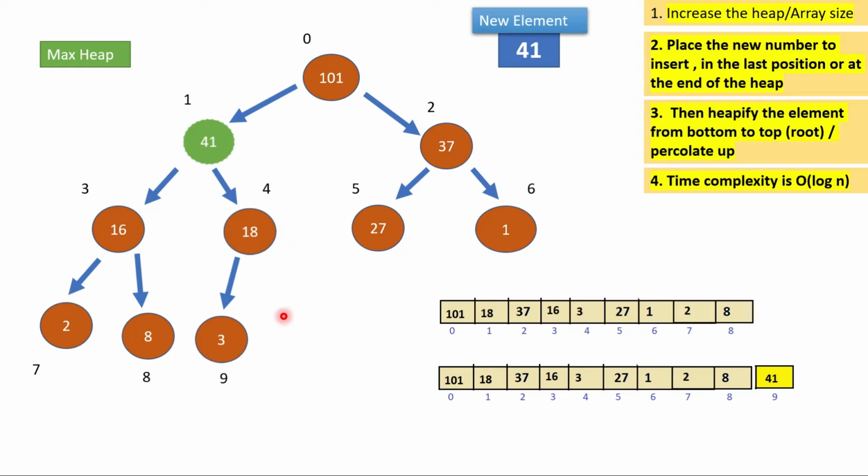So you can see how we inserted this new element and from bottom to top we shifted, or percolated up, to place it in the proper position, and we adjusted everything to make it a max heap again. This is the way we insert a new element in an already created max heap. For min heap also it is similar. That time only the comparison will be reversed. What I told is that the time complexity for this operation is O(log n). How it is O(log n), we will explain next.